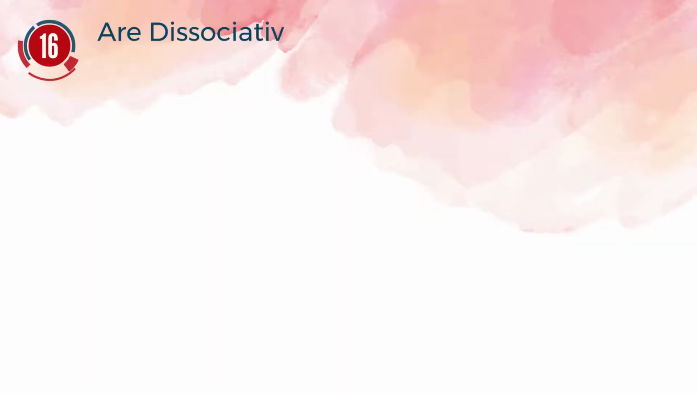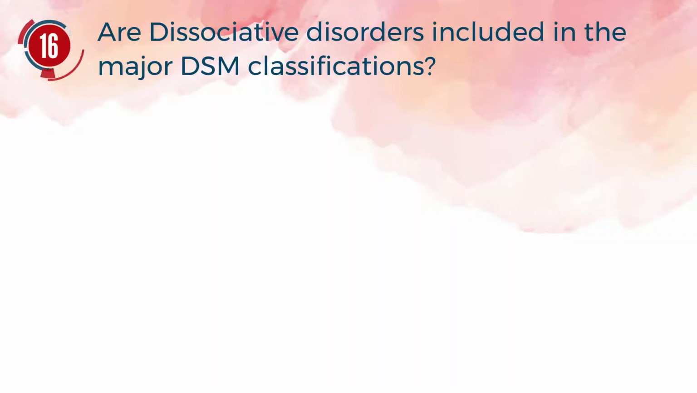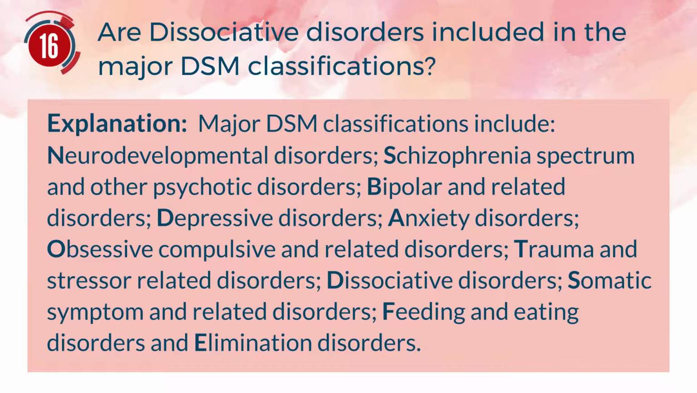Number 16. Are dissociative disorders included in the major DSM classifications? A. Yes. B. No. The answer is A. Yes. Explanation. Major DSM classifications include neurodevelopmental disorders, schizophrenia spectrum and other psychotic disorders, bipolar and related disorders, depressive disorders, anxiety disorders, obsessive-compulsive and related disorders, trauma and stressor-related disorders, dissociative disorders, somatic symptom and related disorders, feeding and eating disorders, and elimination disorders.